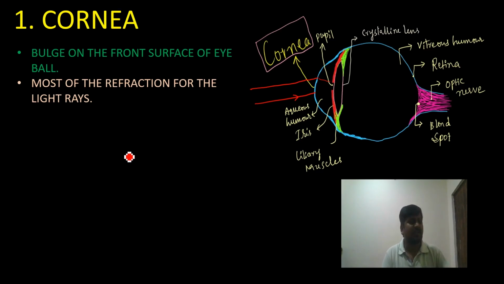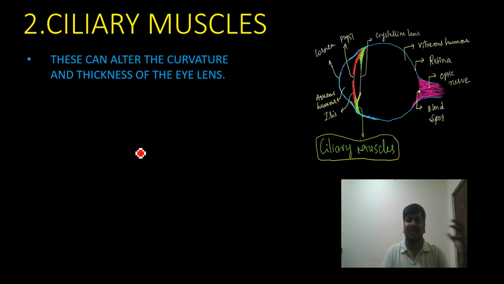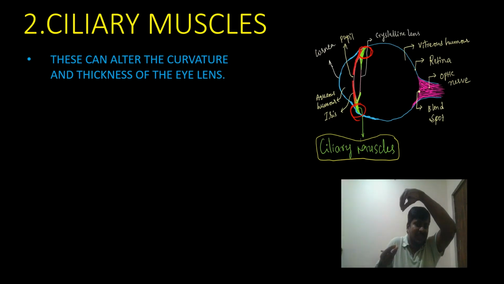That's the first part. And coming to the second part, ciliary muscles. You can observe here, this portion will be considered the ciliary muscles, and even this portion also we can consider ciliary muscles. Where we can hold the eye, in the middle will be the eye lens, so ciliary muscles will be like this, okay? So ciliary muscles are holding the lens, like we can observe here, right?